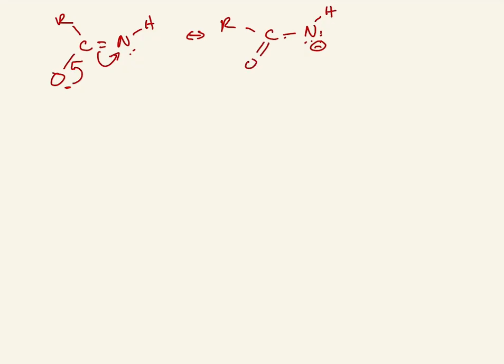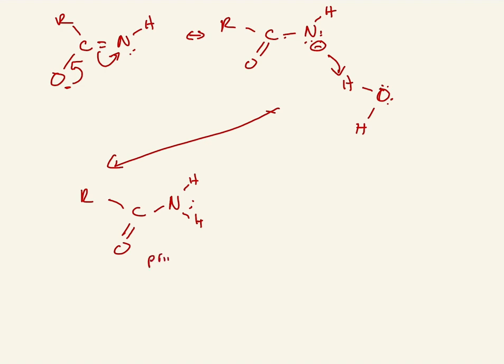And so now that we have this floating around in solution, this can then abstract a hydrogen from water. And when that happens, this will then generate our primary amide.